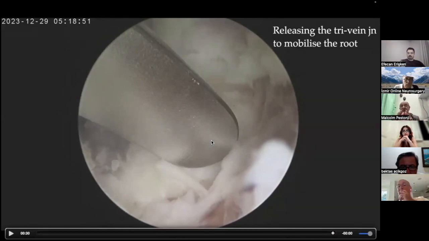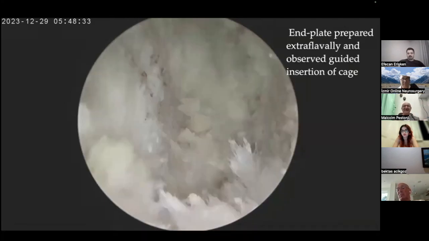It allows you to mobilize a root, which otherwise you are blindly pushing, bleeding, pushing, patching, gel foam, waiting for the bleeding to stop, ordering 2 extra bottles of blood. But for me, this is beauty. So poison for some is medicine for some, elixir for some. Preparation of the end plates, nicely done.